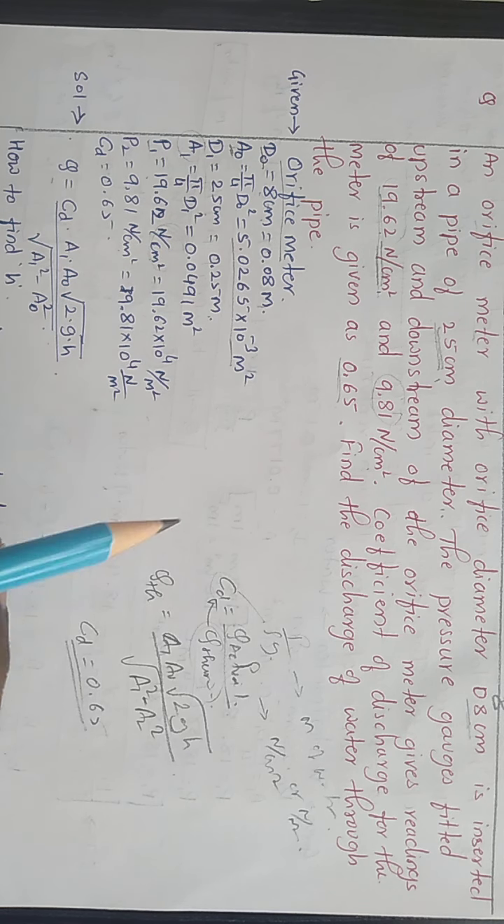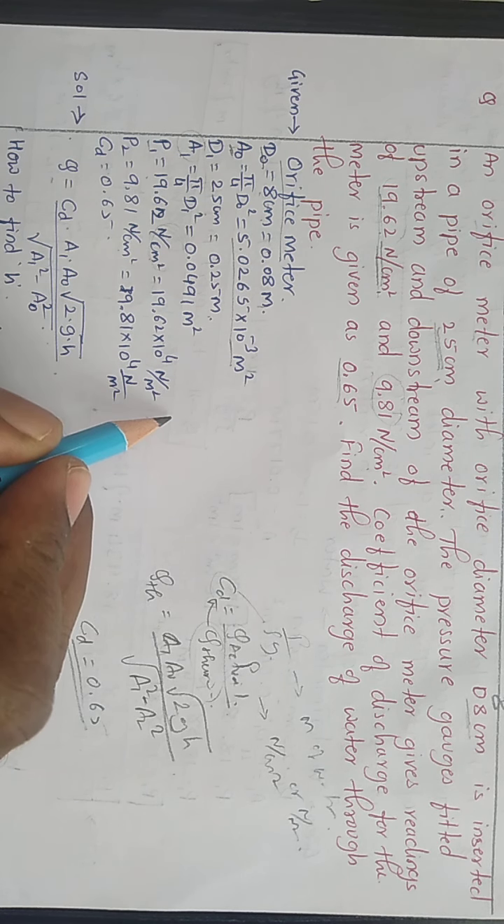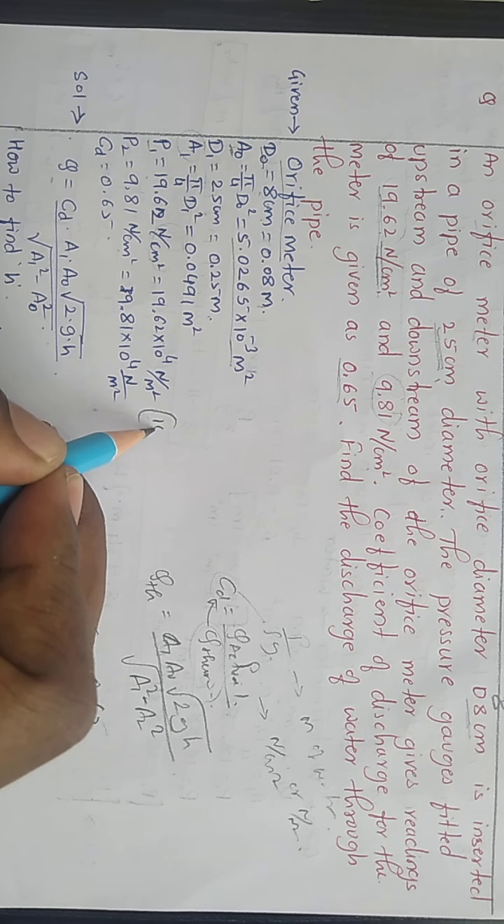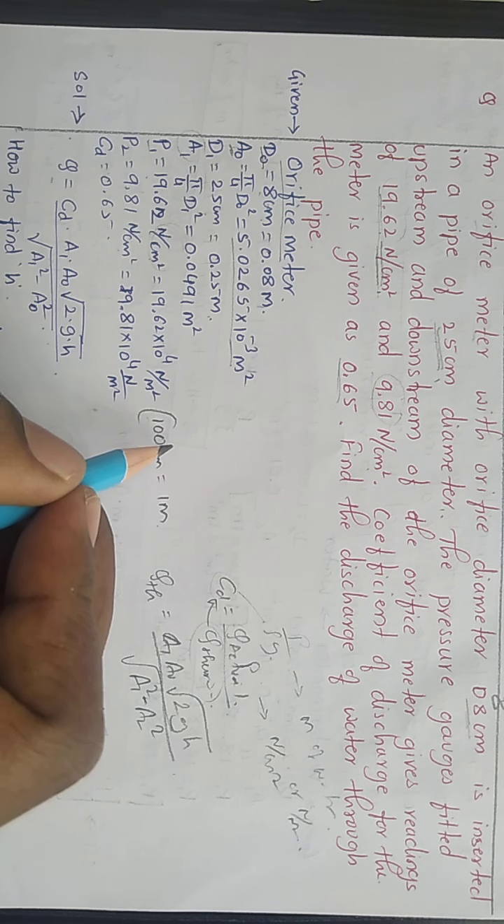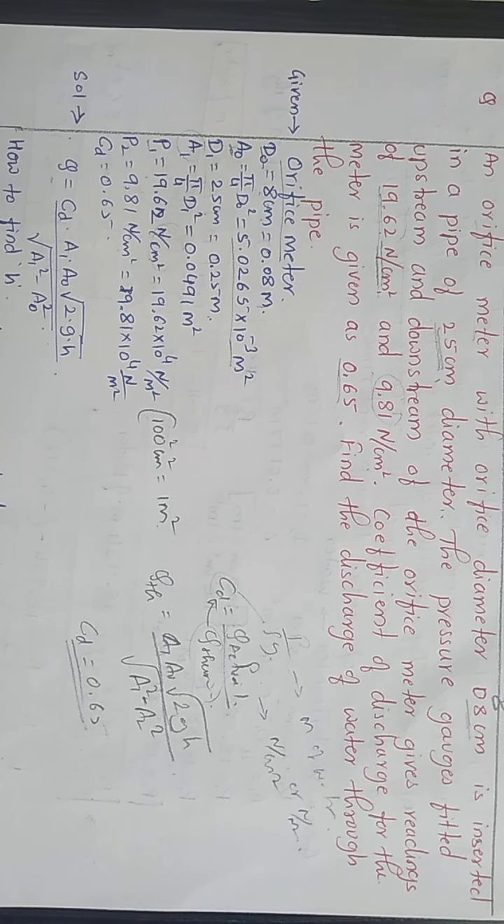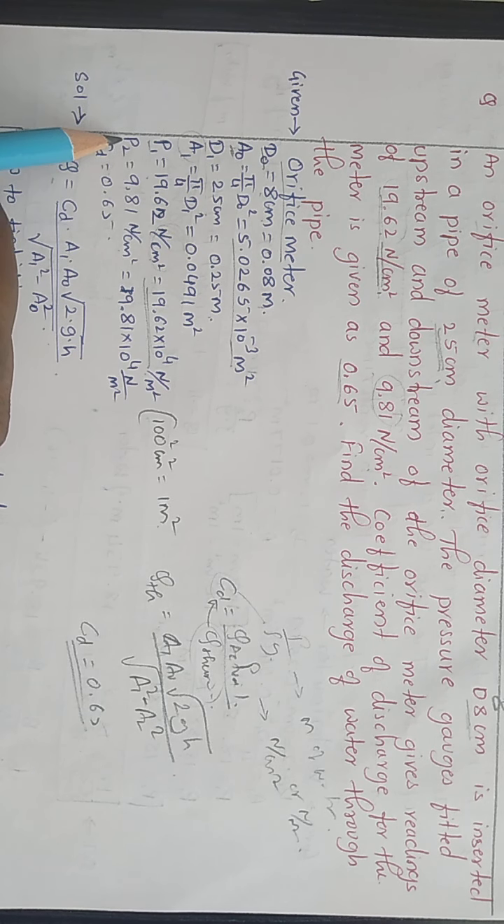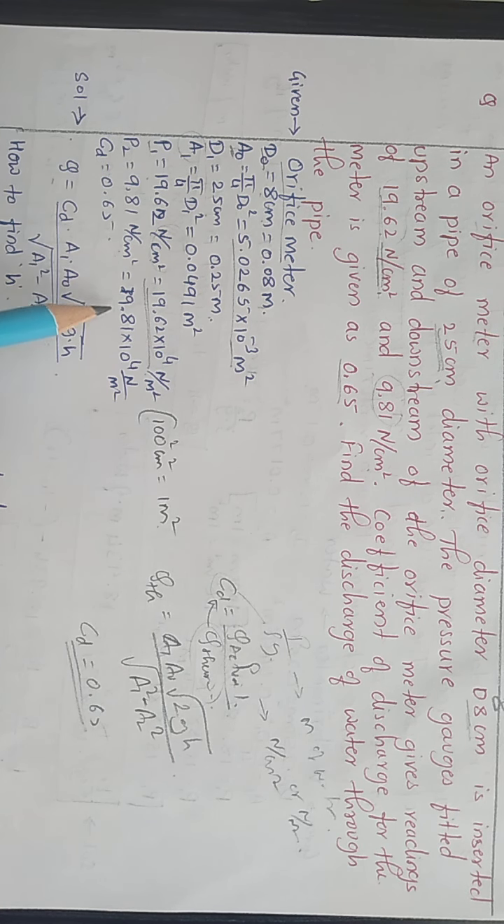This Newton per centimeter square you convert into Newton per meter square. Already we have discussed this in previous classes. 100 centimeter is equal to 1 meter, so 100 square centimeter is equal to 1 meter square. So 19.62 Newton per centimeter square, you just cross multiply, you will get 19.62 into 10 raised to 4 Newton per meter square. Similarly P2 is given as 9.81 Newton per centimeter square, and converting centimeter square into meter square, it becomes 9.81 into 10 raised to 4 Newton per meter square, and CD value is given as 0.65.